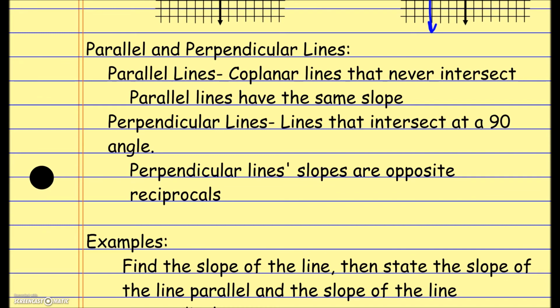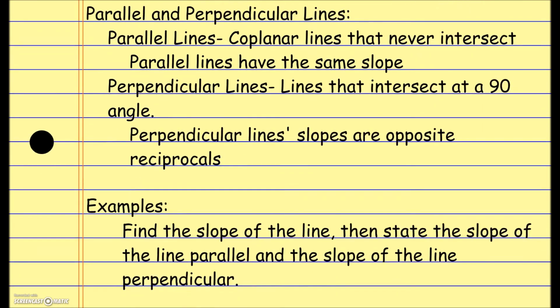Perpendicular lines are lines that intersect at a 90-degree angle, or right angles. It's like the perfect intersection, because when they intersect, essentially you get 4 90-degree angles. The thing about the slopes of perpendicular lines is that their slopes are opposite reciprocals. Notice that's two things: opposite and reciprocal. So we're going to change the sign and we're going to flip it. So parallel lines have the same slope. Perpendicular lines, the slopes are opposite reciprocals.